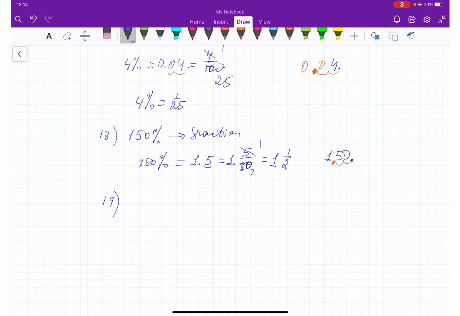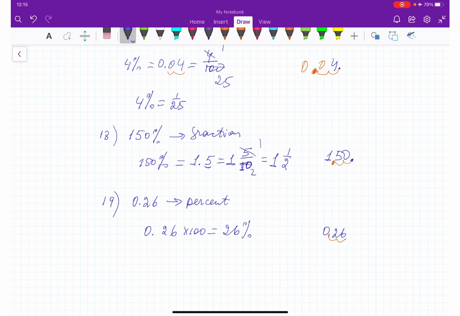Now we have decimal 0.26. We need to convert to percent. So to convert to percent, I need to multiply by 100, yes? Which means this is my decimal point, so I'm moving by 2 positions. If I multiply by 100, I'm moving 2 positions. It's going to be 26, which is going to be 26%.